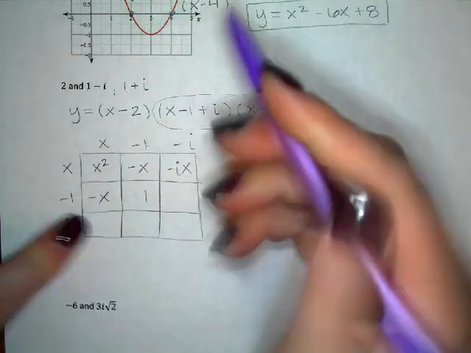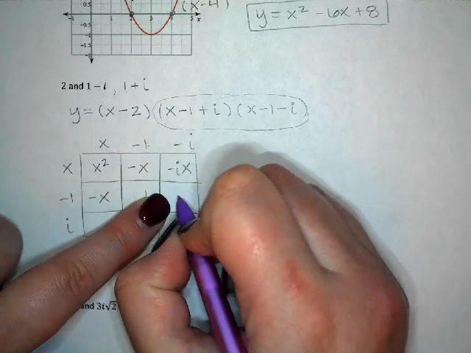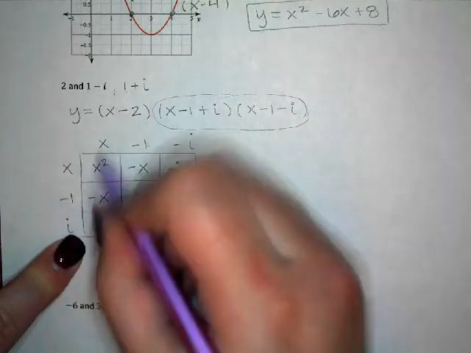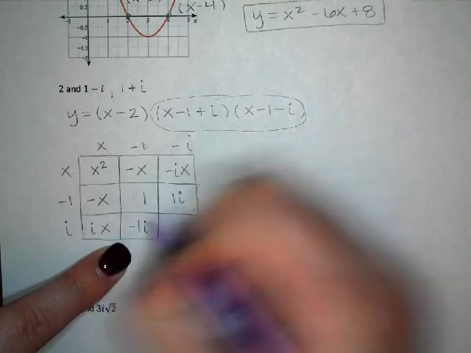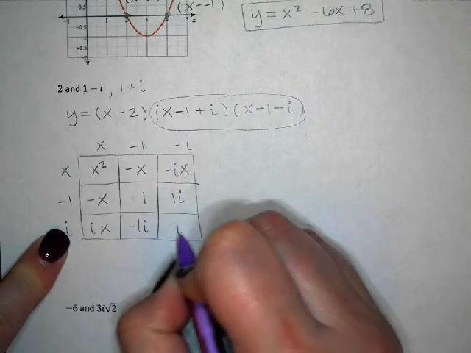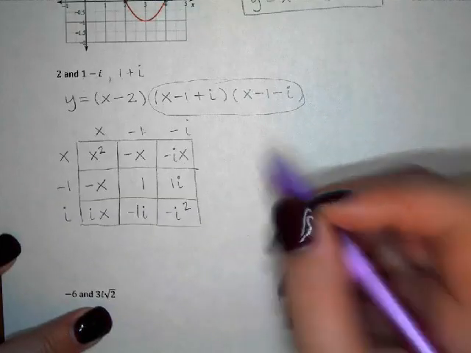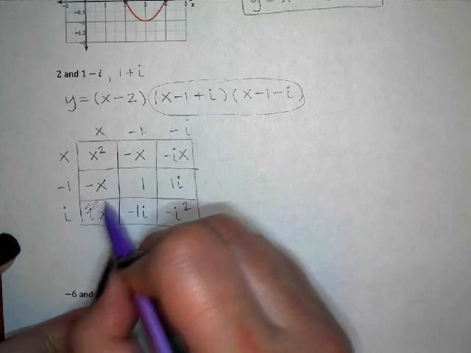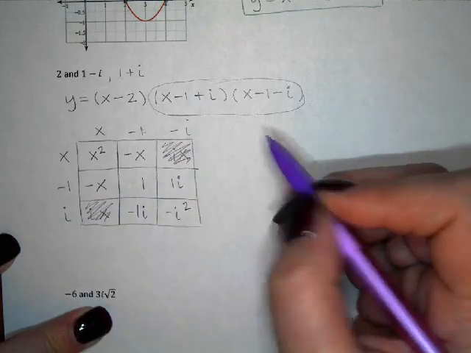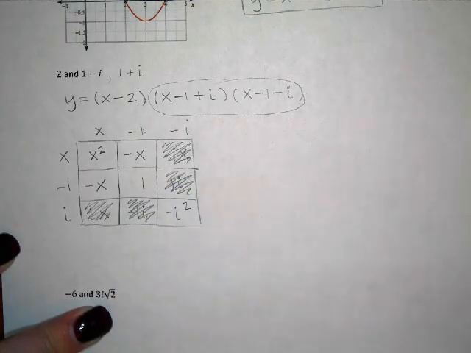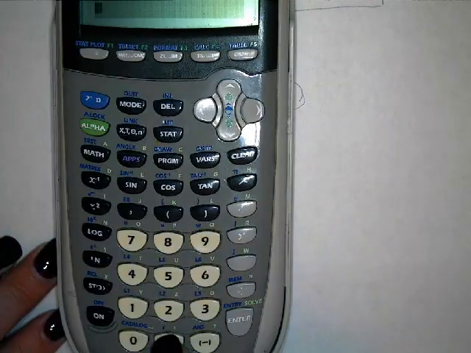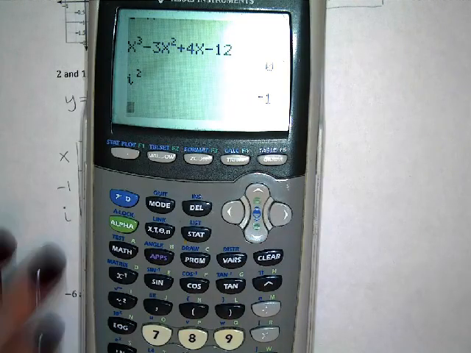i times x is ix. Negative 1 times i is negative 1i. And then i times negative i is negative i squared. All right. Now, the positive ix and the negative ix cancel. The negative 1i and the positive 1i cancel. And then I have to remember what i squared means. And there's actually an i button on your calculator way down here. So i squared is negative 1. You can type it in your calculator or you can just remember it. i squared is negative 1.